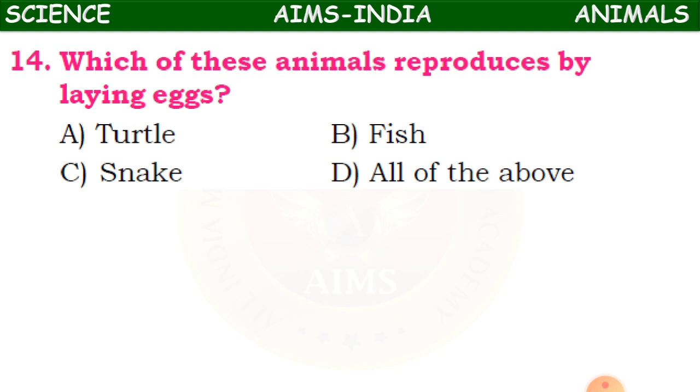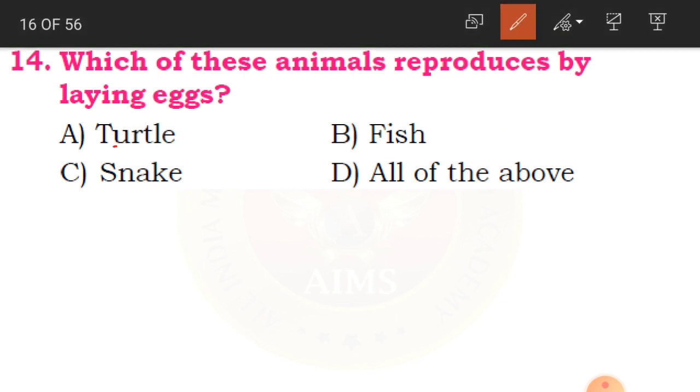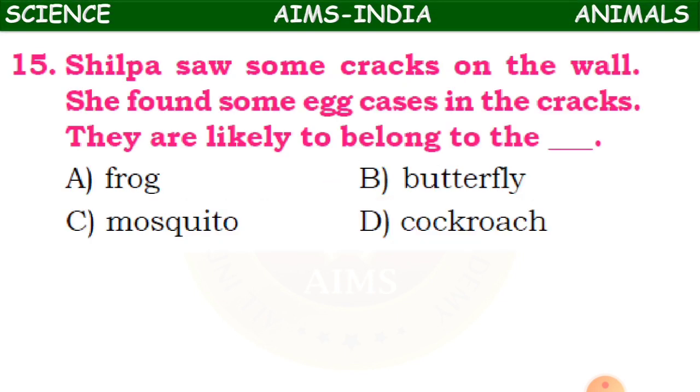Which of these animals reproduces by laying eggs? So we have 4 options here. A is turtle, B is fish, C is snake, and D is all the above. So turtle, fish and snake, all the animals reproduce by laying eggs. So that is why D option is the correct answer. Clear, children? Now the 15th question.